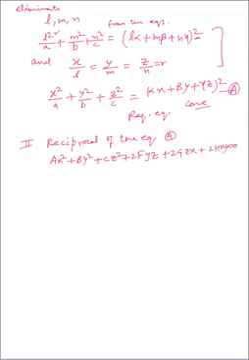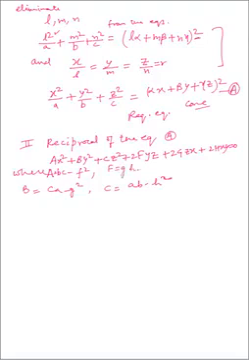Where A = BC - F², B = CA - G², C = AB - H², F = GH - AF, G = HF - BG and H = FG - CH.